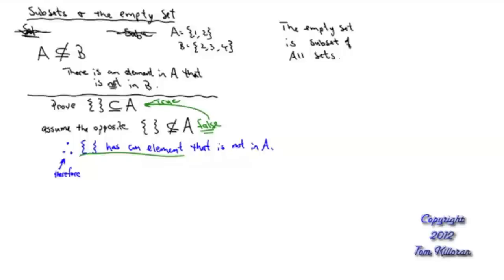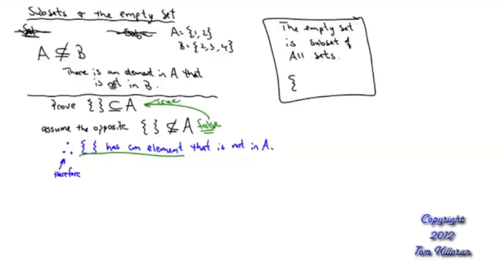But the empty set has no elements. So the statement is absolutely crazy. Therefore, this statement has to be false, and the opposite of it must be true. If you're not true, you're definitely false. If you're not false, you're definitely true. It's just a weird thing in math. So we come up with this idea: the empty set is a subset of all sets.